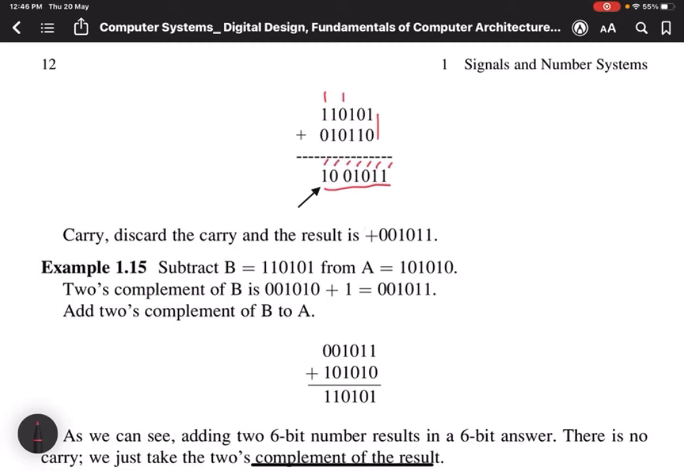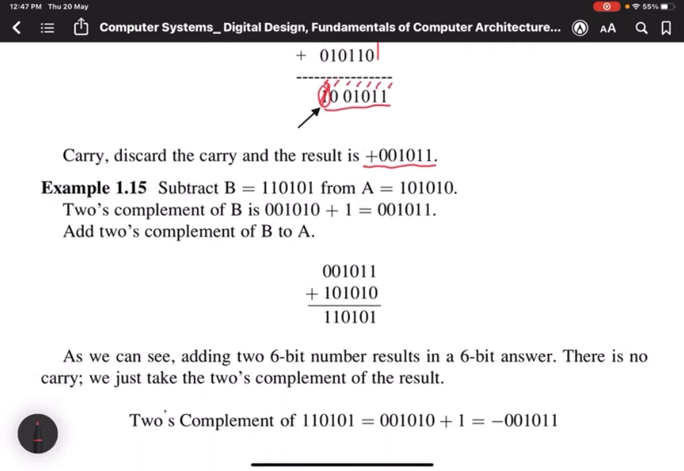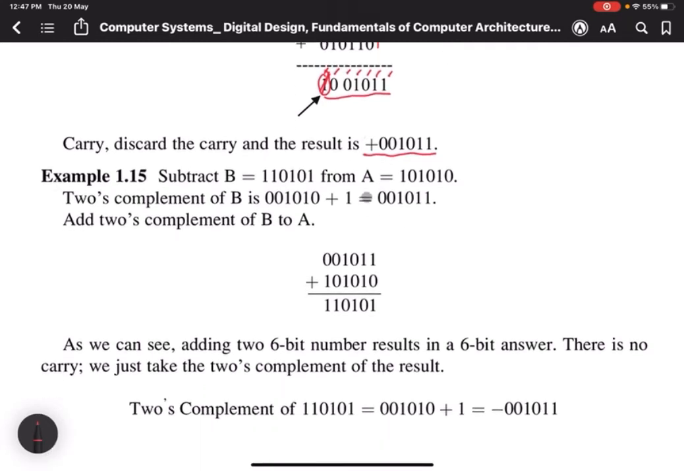Okay. So carry, you will notice we have a note here. No? Carry, discard the carry, and the result is 001011. So ibig sabihin nun is itong carry na to i-disregard natin. So what we have is a positive binary digits 001011. Okay? So the same with this.